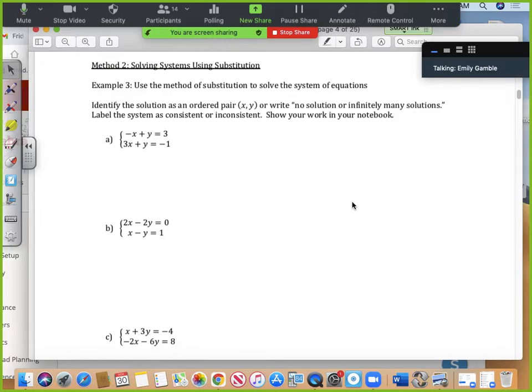But substitution, its method is in its name. So you're going to be substituting something in to solve, and you're going to solve using algebra. So again, we're going to either have an ordered pair as an answer, or we're going to have no solution or infinite solutions as our answers. At this point, don't worry about labeling systems as consistent or inconsistent. I really just want to know what the solution is, if it's an ordered pair, or if there's no solution or infinite solutions. So, substitution.